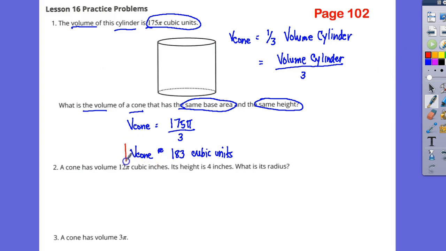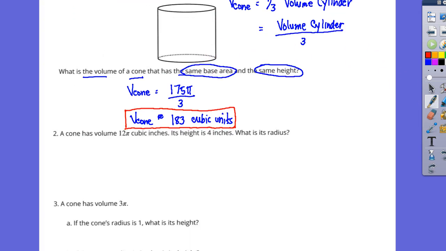So remember, the cone is 1/3 the volume of a cylinder that has the same base area and same height. Okay, problem number 2. A cone has a volume 12 pi cubic inches. Its height is 4 inches. What is the radius?